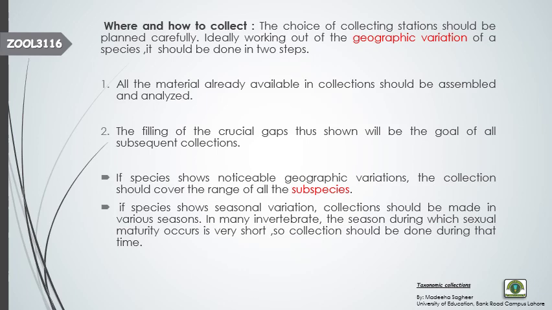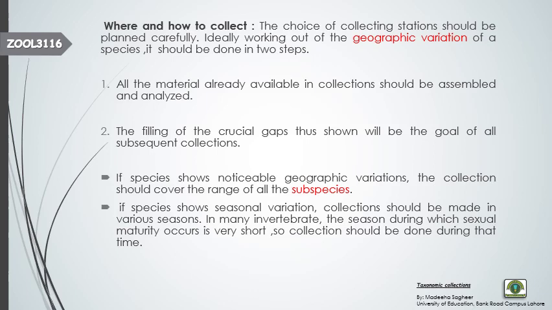Now, what happens after the study of the already pre-assembled collections? A taxonomist will get to know about the gaps that are present in the collection. So he will go for those species that fulfill these gaps. He will go for those collections.